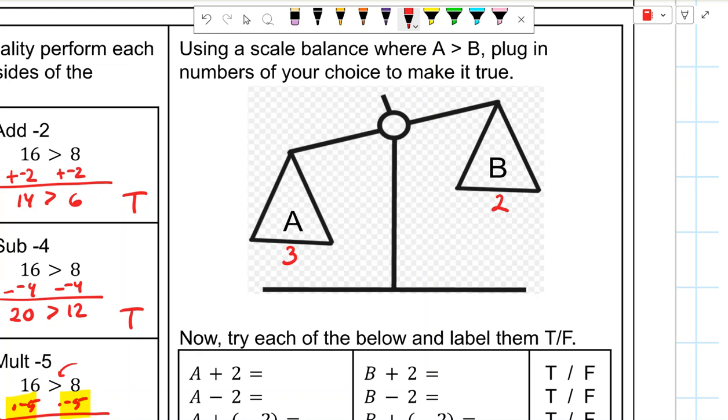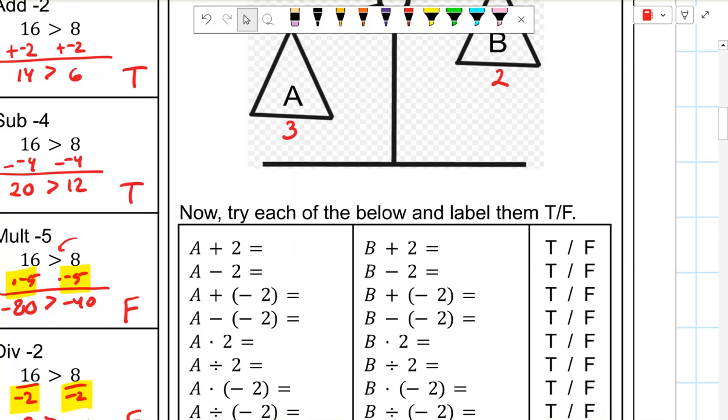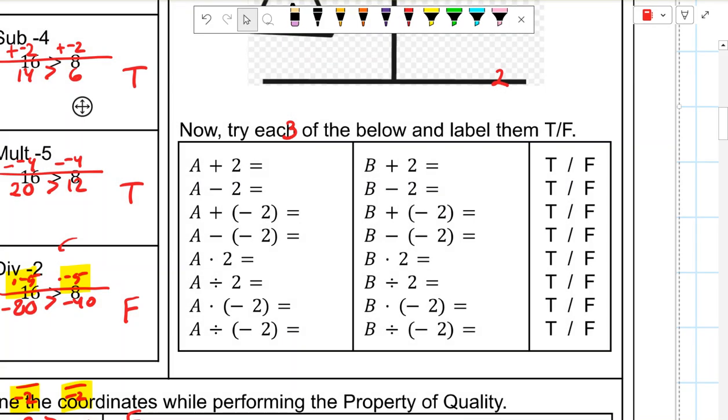And you see how that scale is weighing more on the A side? We just got done learning about hangers, and this hanger is not equal. Now, try each of the below and label them true or false. We have A's and we have B's.